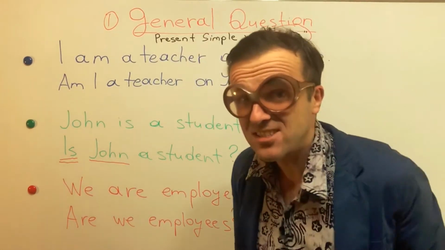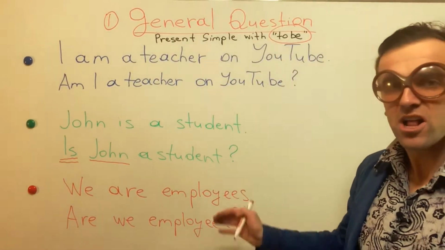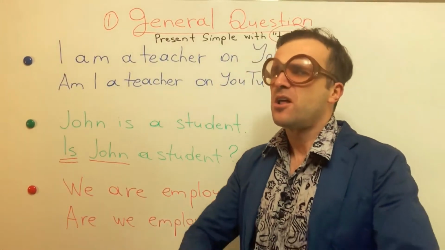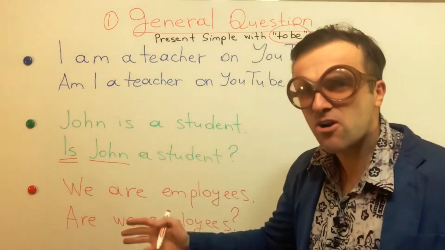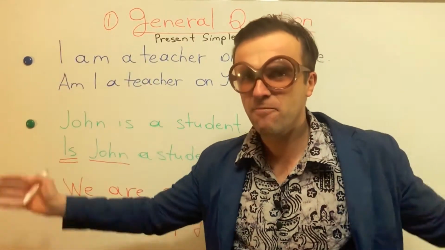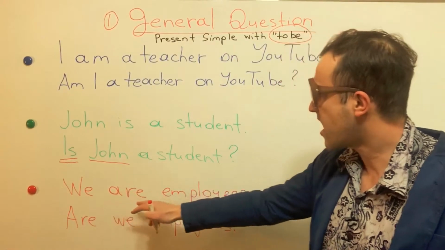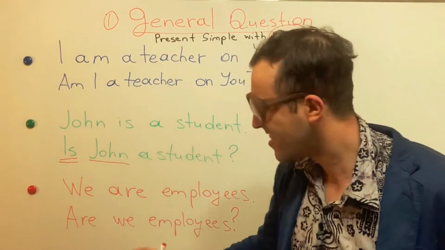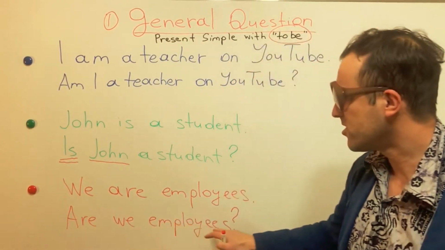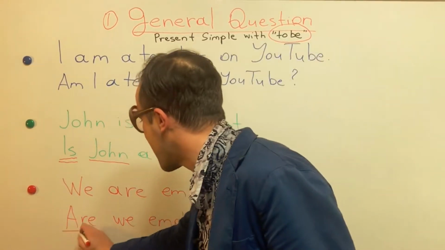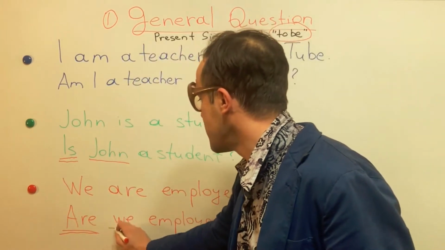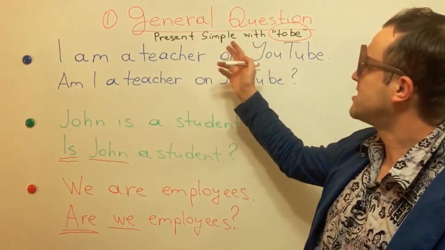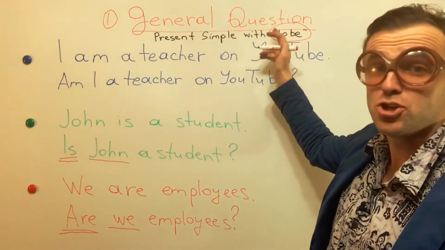Don't you understand this? Alright, so let's move on to a plural. We, for example. We, you, they, it doesn't matter. Plural, yeah? A lot of people. So we are employees. And the same rule. Very simple, huh? It's are we employees? Okay? Are for the first place. Are we employees? Voila! Very simple. And this was the general question with to be.